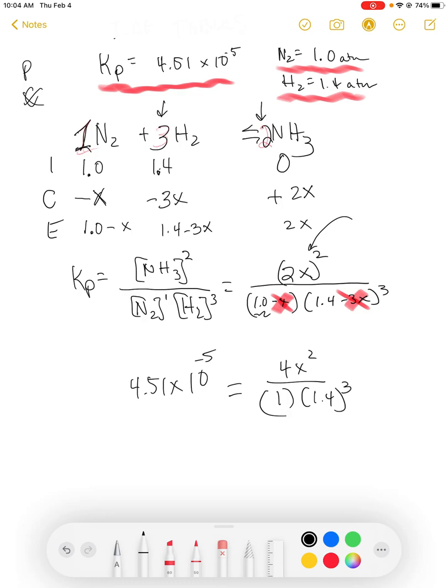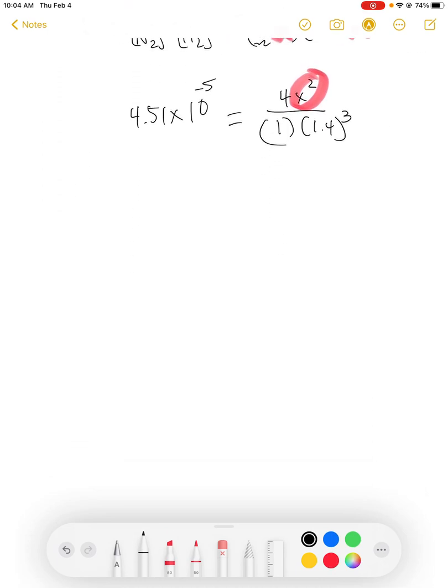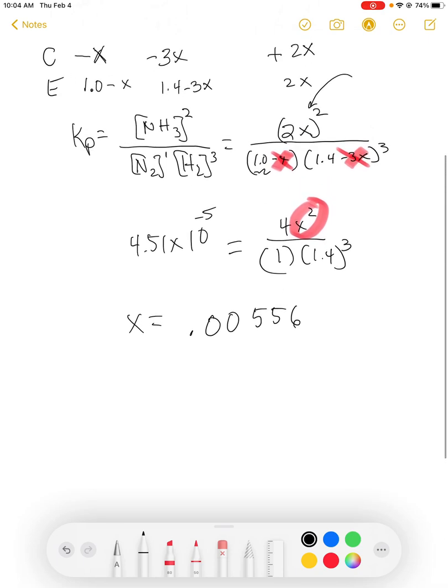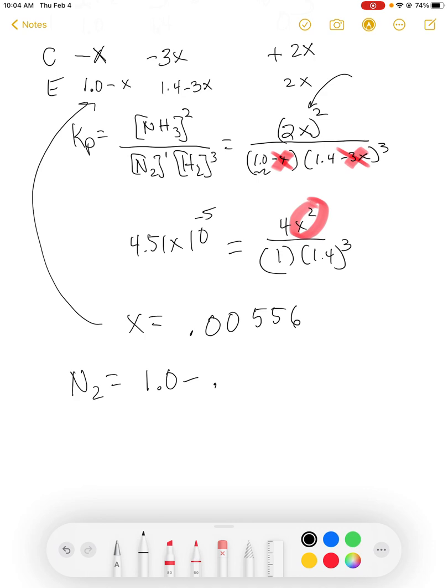All right, so you should be able then to figure out what x is. And when you do that math, I think x ends up being 0.00556. So it's not going to change too much. All right, now let's go back up to here. So our N2 is 1 minus 0.00556, and that is 0.994 atmospheres.